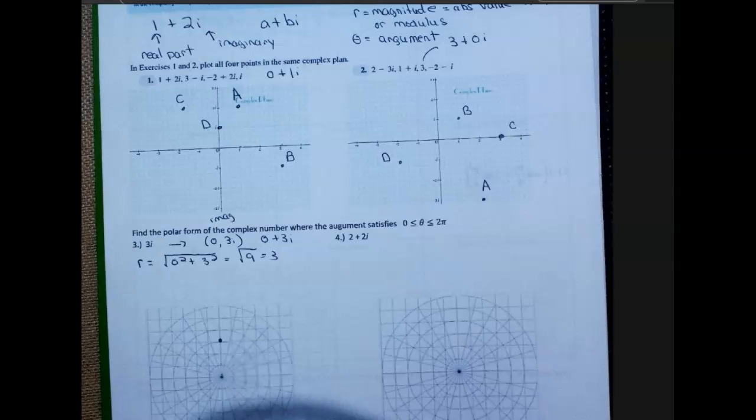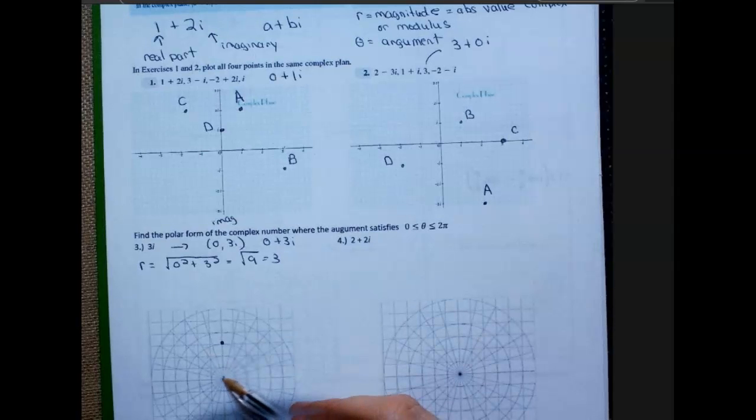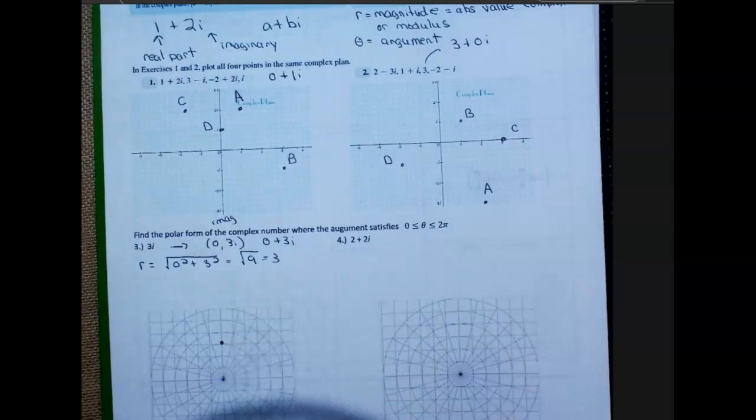And some of you might have said, I don't really need that formula. I can just count it out. And you're right, if I'm drawing from here to here and I drew a vector, that would be 3 units. But I'm just trying to show you again how the formula works.